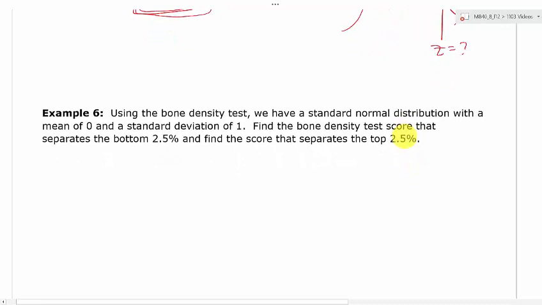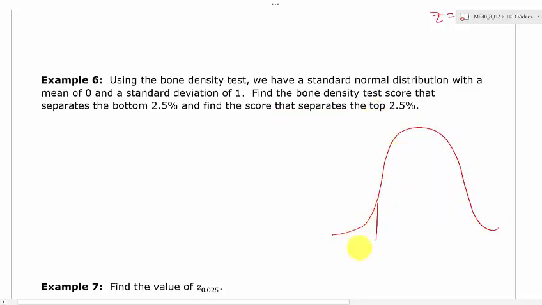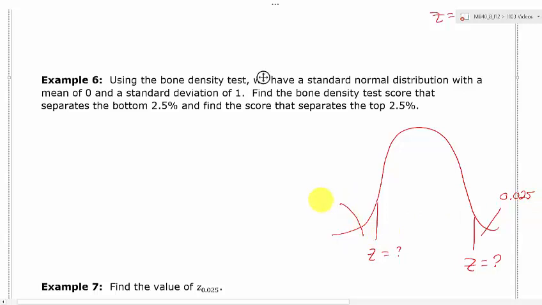Our next example, use the bone density test. We have a standard normal distribution with a mean of 0 and a standard deviation of 1. Find the bone density test score that separates the bottom 2.5% and find the score that separates the top 2.5%. So 2.5% of the data being in the top, this area would be 0.025, and the same with the bottom 2.5%, so this area would be 0.025.